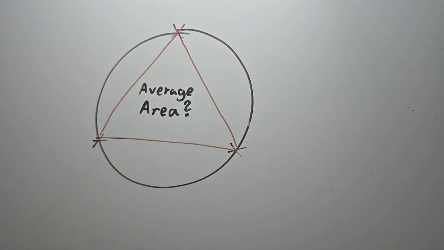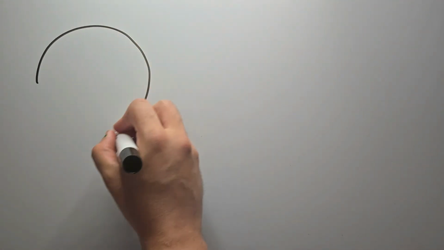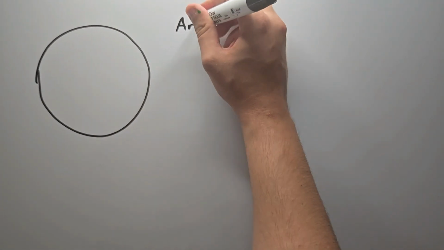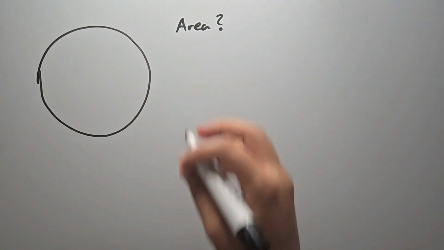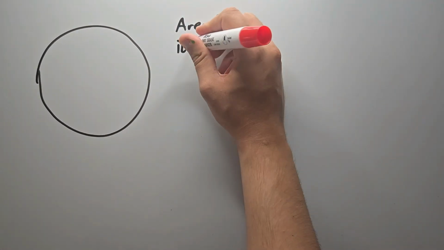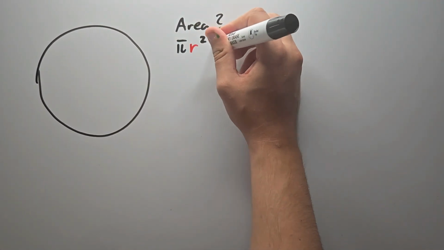Trying to solve this immediately would be very difficult, so let's look at some easier problems and work up to this one. Firstly, we have to figure out how to derive the area of a circle. Many of you already know that the area is pi times the radius squared, but how do we actually derive this?